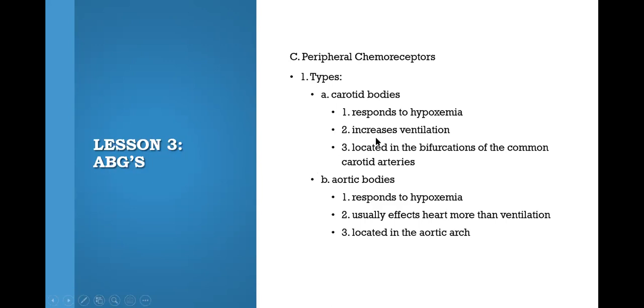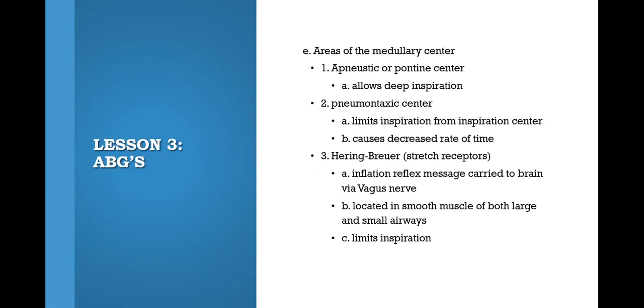The carotid bodies usually increase the ventilation more, and the aortic bodies will deal with ventilation and the heart. It makes the heart beat a little faster and the lungs breathe a little deeper, as a response to hypoxemia, okay? Now, the areas where this happens are the apneustic or the pontine centers. They allow for deep inspiration, but we don't want to breathe too deep, right?